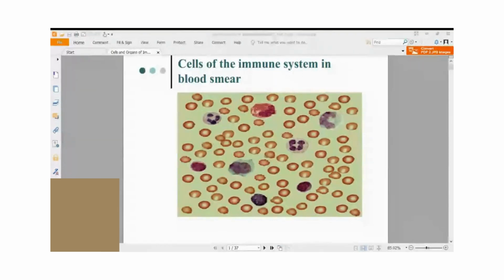Today we'll take up the topic cells and organs of the immune system. In that, I'll take up the first topic, that is cells of the immune system.